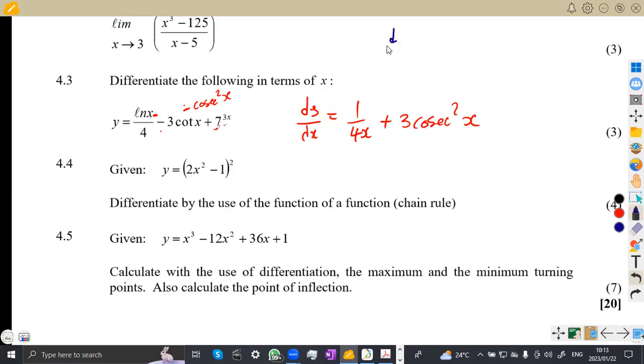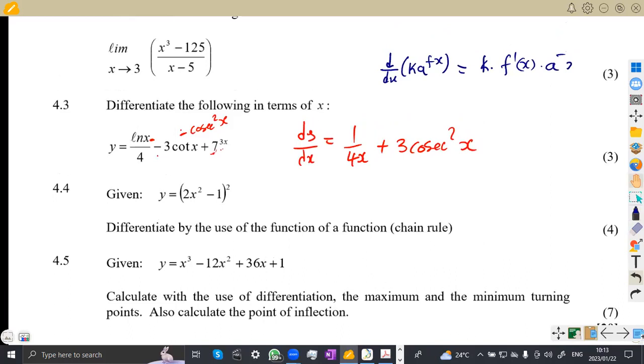The derivative of y with respect to x, if we are given, let's just say, y equals k times a to the exponent of f of x, we are going to have our answer as k times the first derivative of f of x, times a to the exponent of f of x. Okay, so I think we just need to reduce this down. So this is a to the exponent of f of x times ln a.